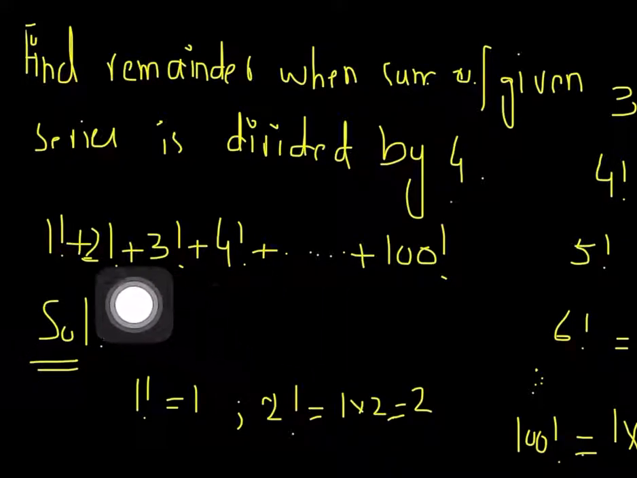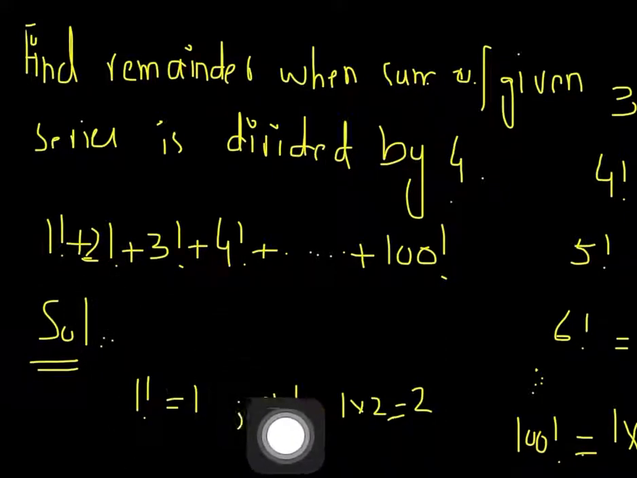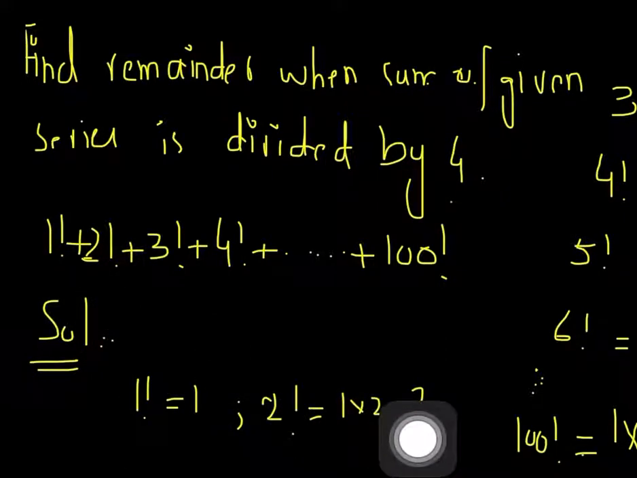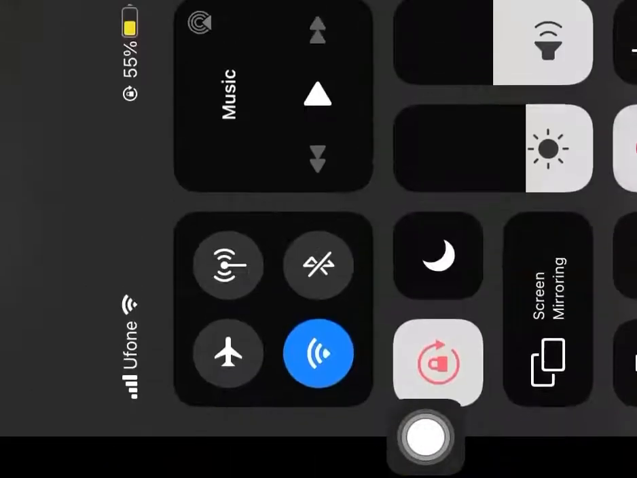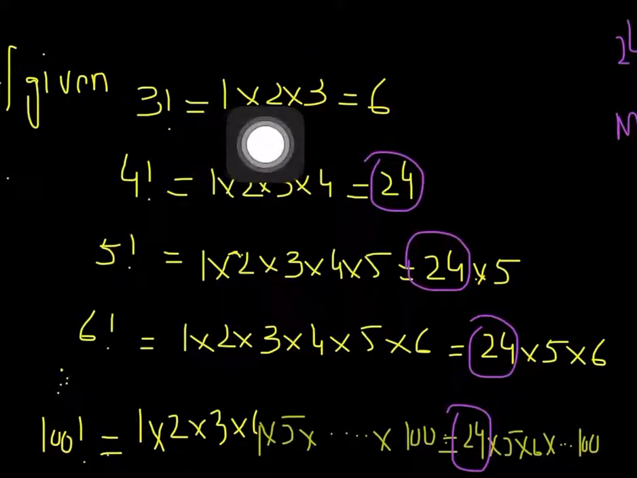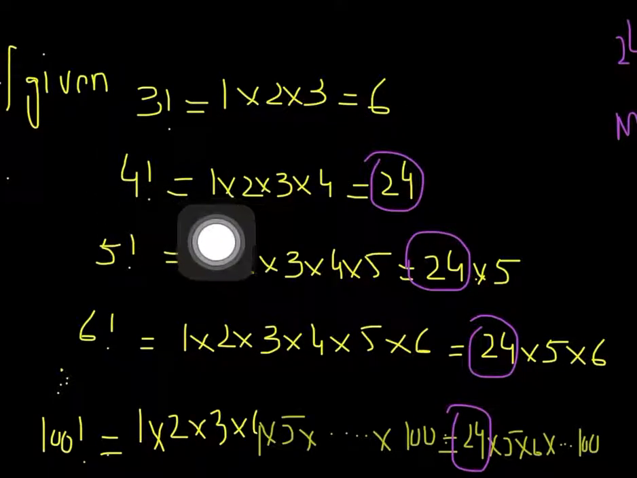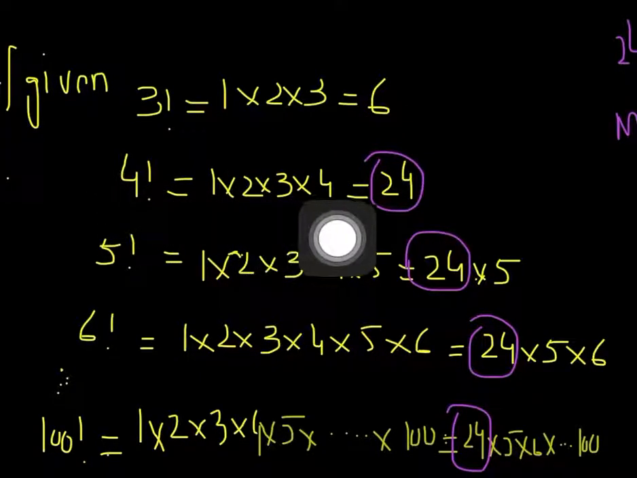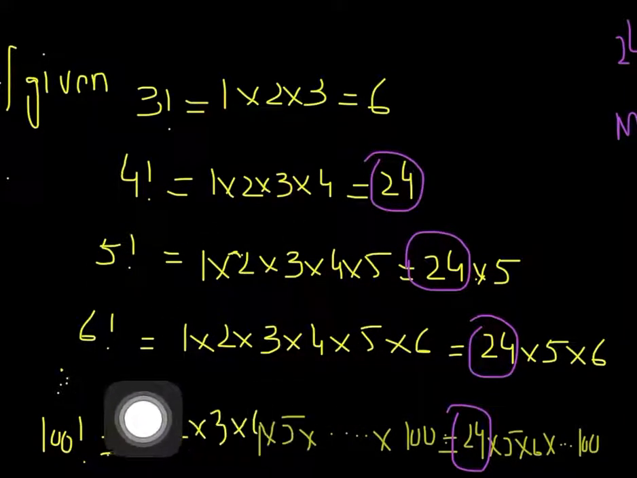For solving, I know that 1 factorial is equal to 1, and 2 factorial is 1 multiplied by 2, that is equal to 2, and 3 factorial is 1 multiplied by 2 multiplied by 3, that is equal to 6, and 4 factorial is 1 multiplied by 2 multiplied by 3 multiplied by 4, that is 24. Like that, these are the values of the factorials here.